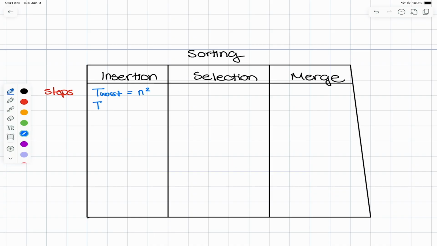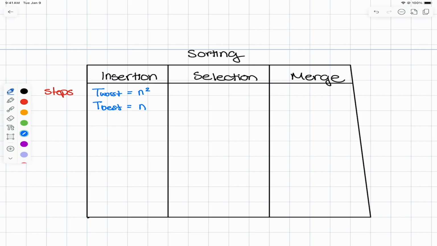We also saw our best case scenario right here, and our best case scenario was n, which is awesome. This is when our list was already or nearly already sorted. What we can see here between n and n squared is a big difference, and insertion sort is very sensitive to input order. How does this compare to the other 2 sorts that we've already seen in the course?